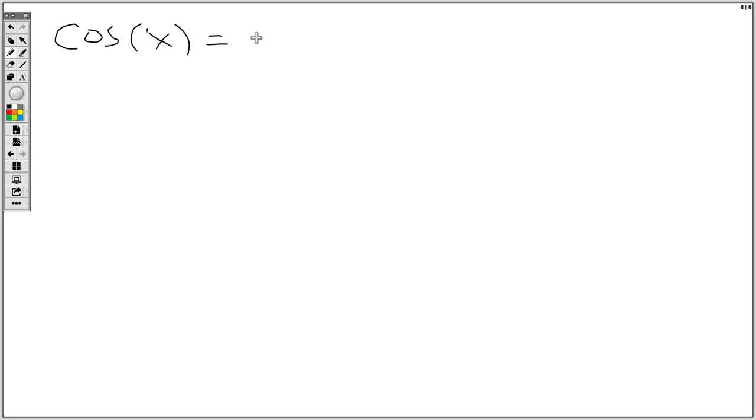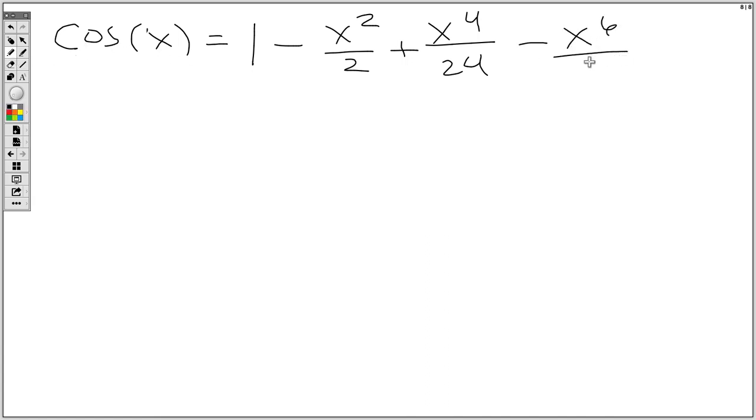Now remember, cosine is an alternating series. Cosine is an even function. It's the even powers over the even factorials. So it's 1 minus x squared over 2 factorial, which is 2, plus x to the fourth over 4 factorial, which is 24, minus x to the 6th over 6 factorial, that's 720, and so on.